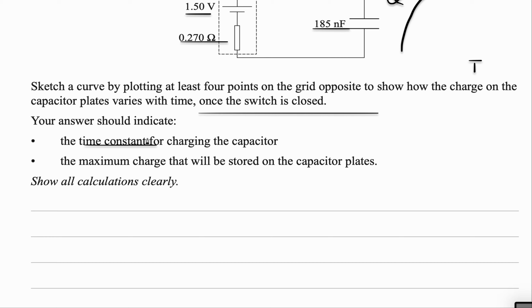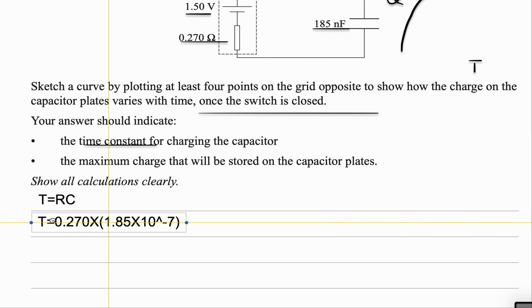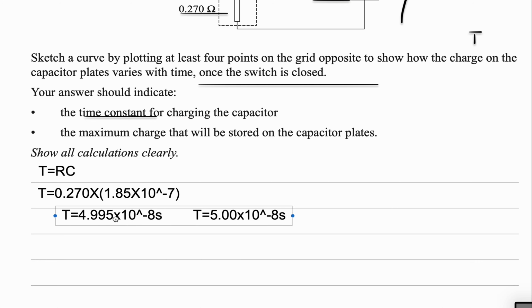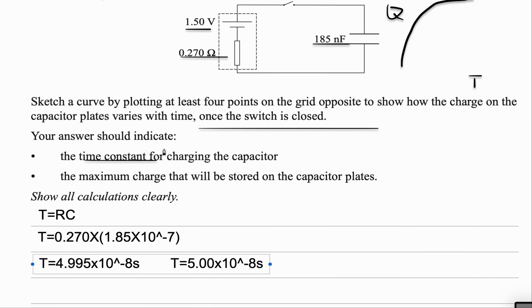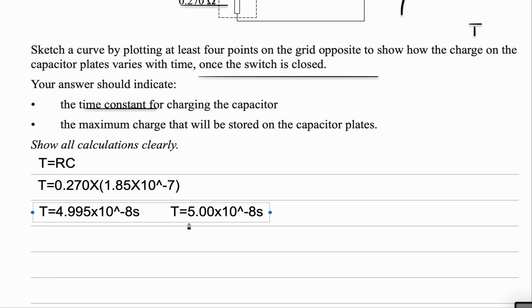So they've asked for the time constant for charging the capacitor. Whenever you see a question about time constant, just plug in the formula T equals RC, and then we can plug in our values for R and C, as shown here, which will give us the answer of 4.995 times 10 to the power of -8 seconds. Once again, the question's 3 significant figures, so we round the answer to 3 significant figures, which will give us 5 times 10 to the power of -8 seconds.